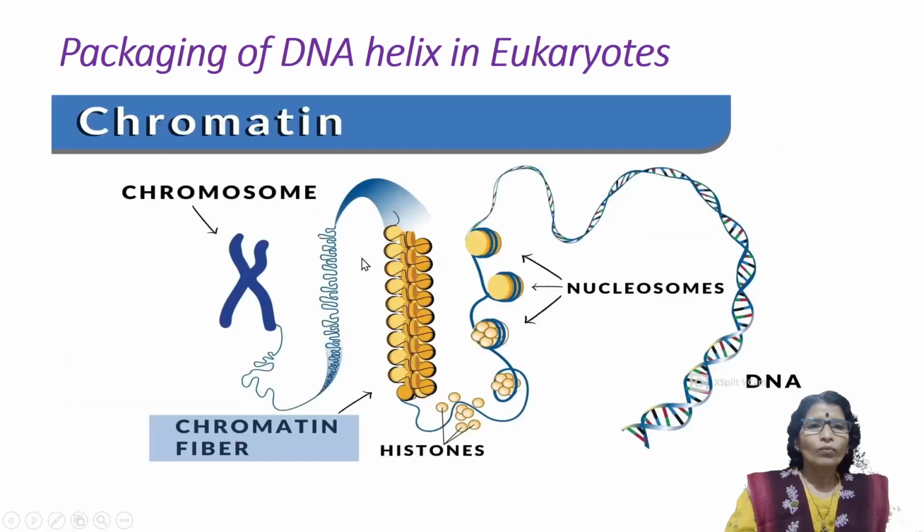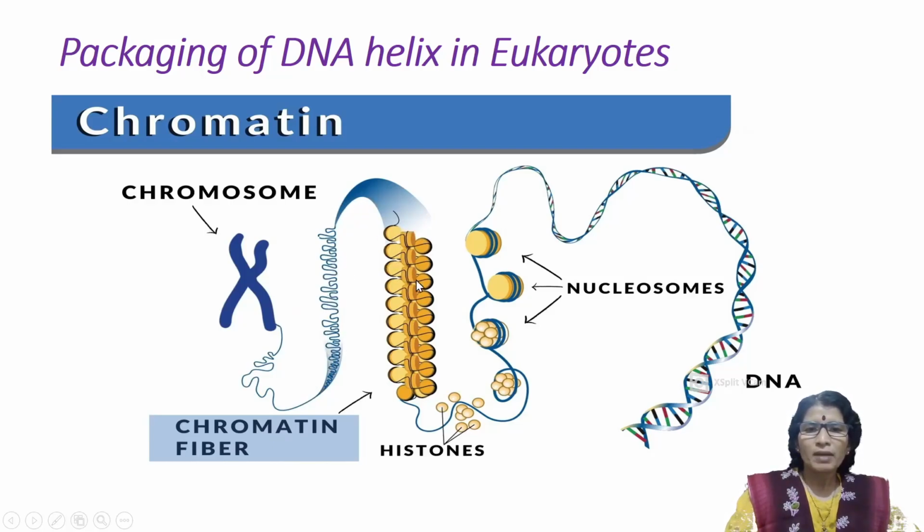This is DNA. And regarding the packaging of the DNA helix in eukaryotes, once again we will see the chromosome, a thick condensed complex structure. This chromosome structure we can see during cell division only. Whenever the cell division is completed, the chromosome is again converted into a thin thread-like structure, that is chromatin. So this is chromatin, DNA.